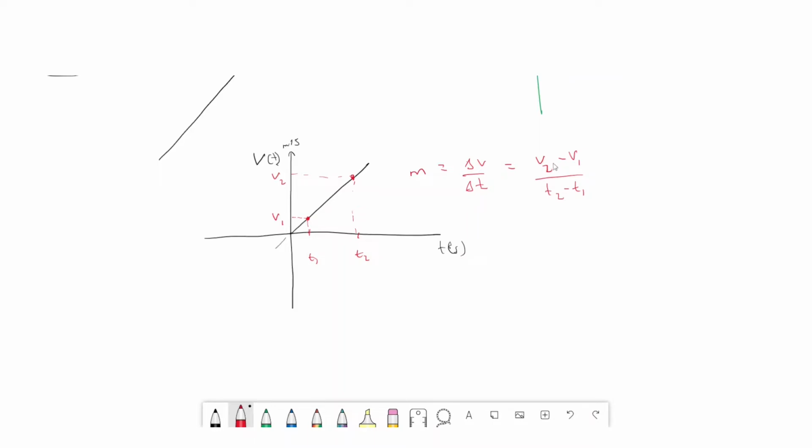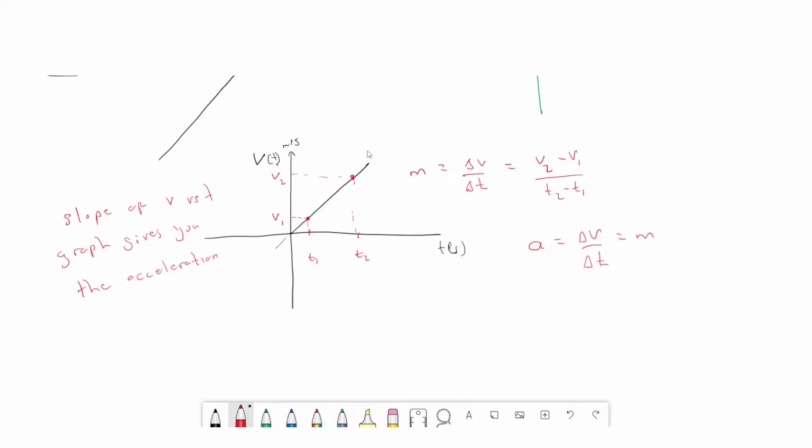So the slope of this, remember what we said, acceleration is given by change in v over change in t. So in actual fact, the slope of the velocity time graph is going to give you the acceleration. So the slope of the v versus t graph gives you the acceleration. All right, so this is what you need to know.